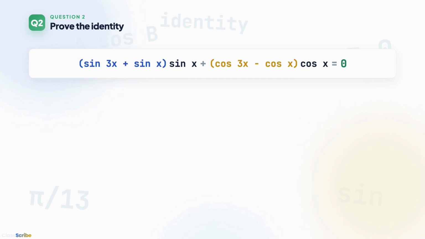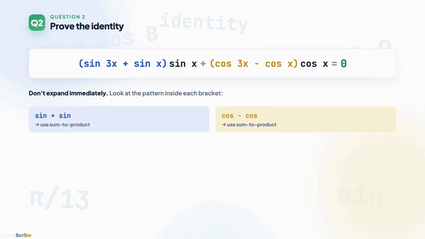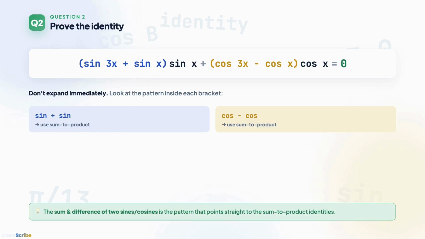We need to prove that open bracket sine 3x plus sine x close bracket into sine x plus open bracket cosine 3x minus cosine x close bracket into cosine x equals 0. Again, don't expand immediately. Look at the pattern. One bracket contains sine plus sine, while the other contains cosine minus cosine. This tells us to use the sum to product identities.